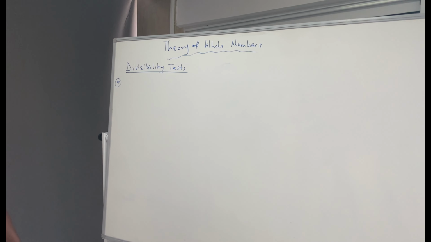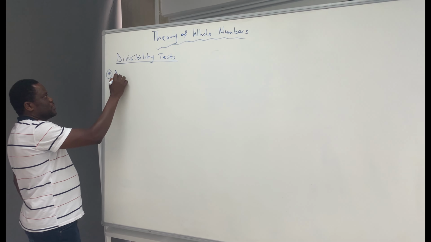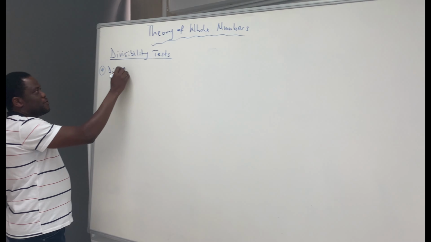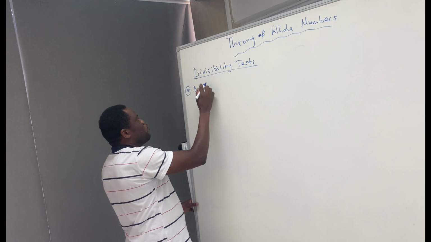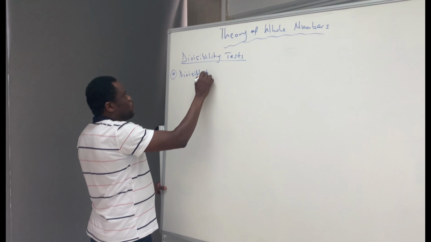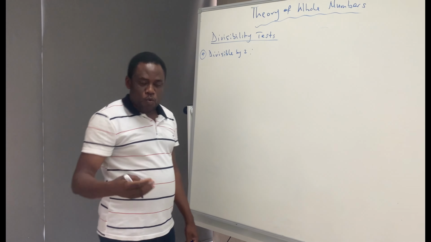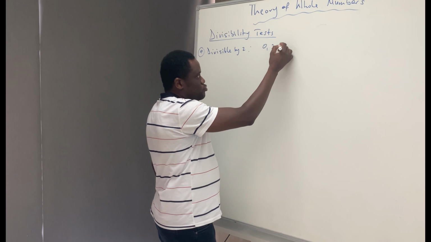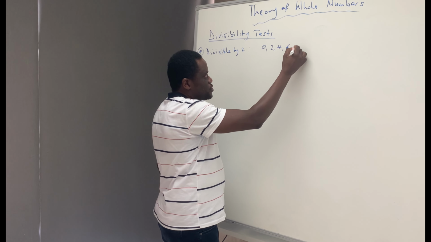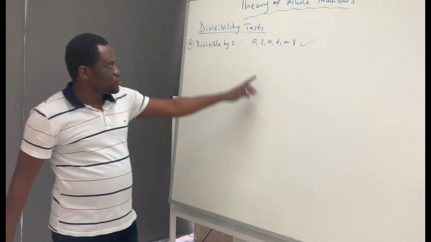So, divisibility test. We have done divisible by 2, right? We have to consider the multiples of 2, which is 0, 2, 4, 6, or 8. This one we have done, right? So the last number must contain this.